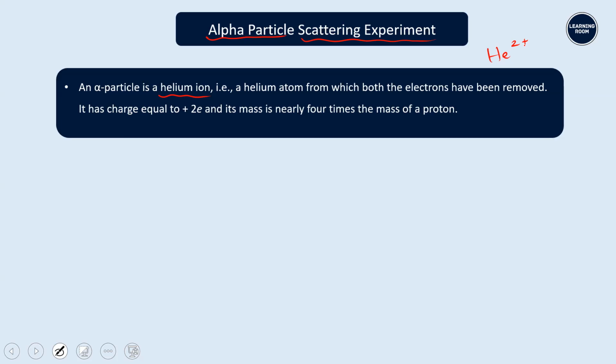That is a helium atom from which both the electrons have been removed. It has a charge of plus 2e and its mass is nearly 4 times the mass of a proton. So the mass of an alpha particle is 4 times the mass of a proton. Again, this concept is also important because in the 4th chapter we would have discussed many problems based on an alpha particle and a proton projected into a magnetic field perpendicular. They'll ask you how the radius will change. At that point, you need to know this concept. So how is the mass of the alpha particle related to the proton? It is approximately 4 times.